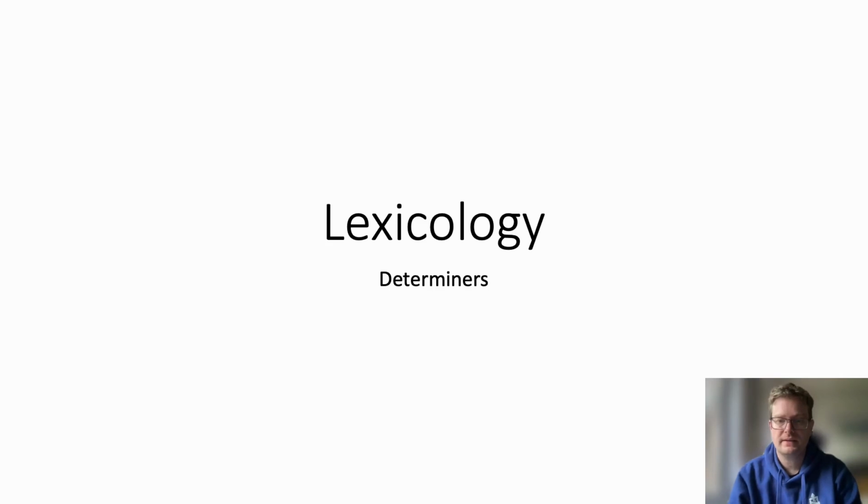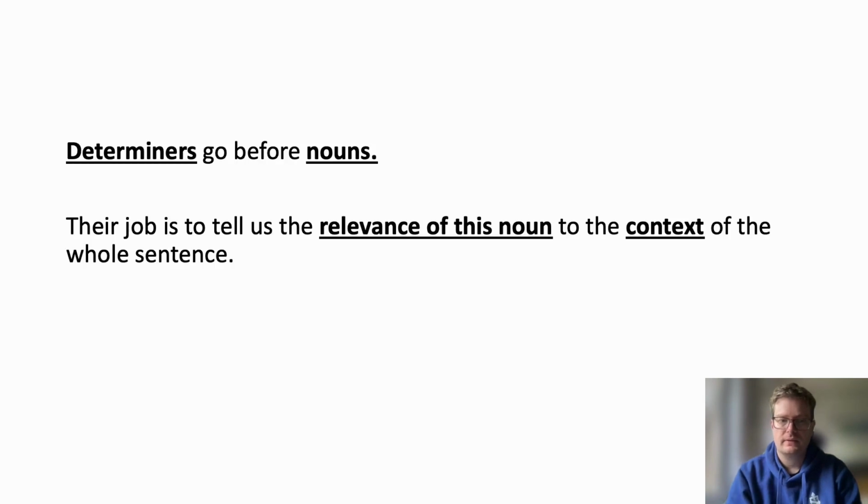Hi everybody, let's have a look at the next word class for today, which is determiners. Determiners are words that go before nouns in a sentence, and basically they're telling you what the noun is actually doing in the context of the whole sentence. This is a pretty easy group to understand. The first type we're going to look at, probably the most important, are articles.